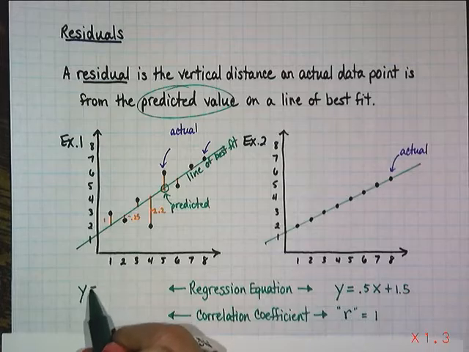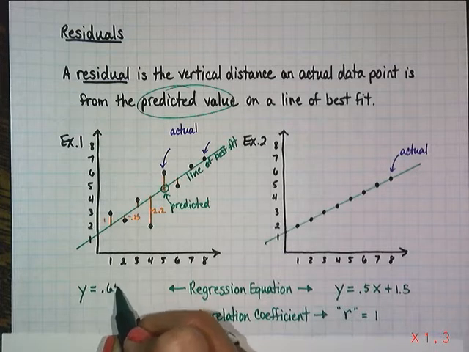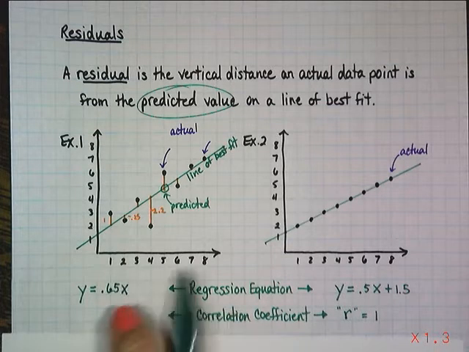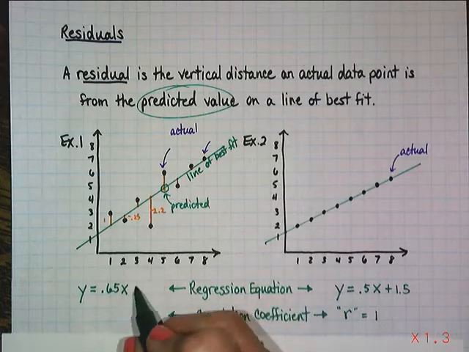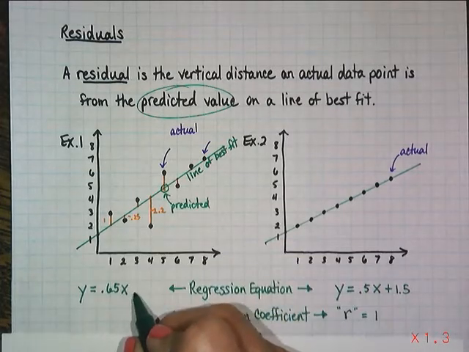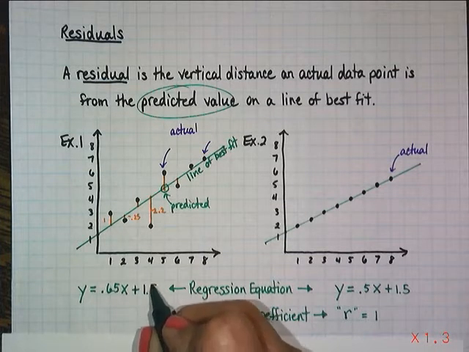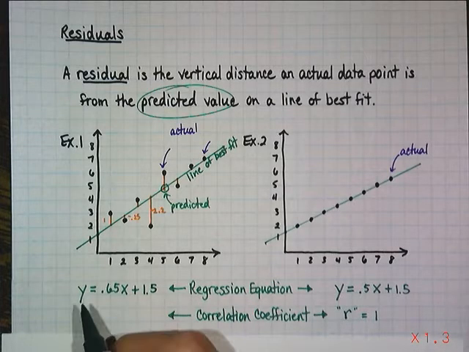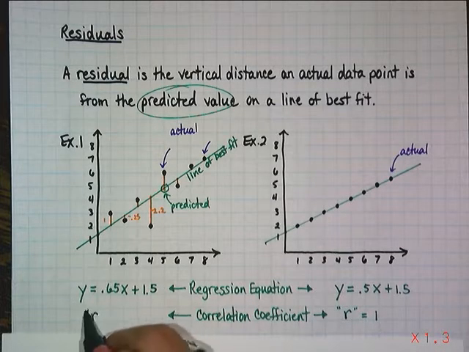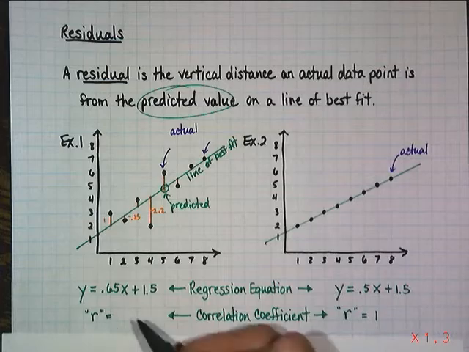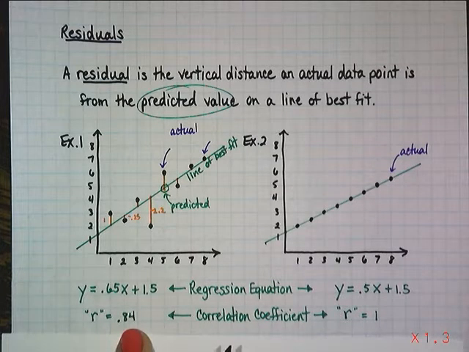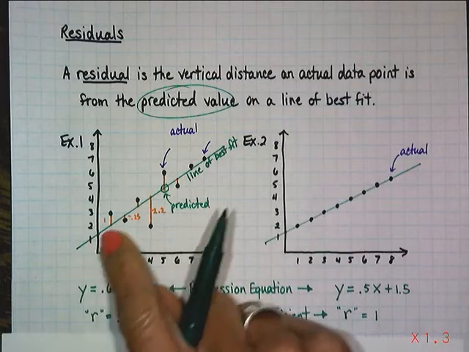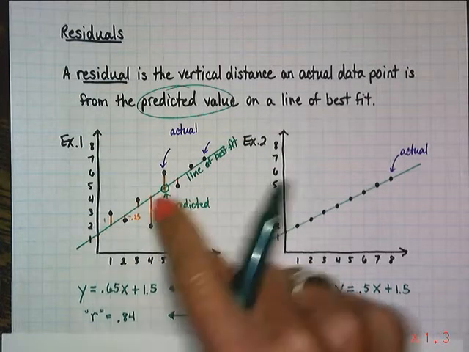It's also linear. Its slope is 0.65. I did this on the calculator a few minutes ago, so its slope is up 0.65 units over 1, and it looks like its y-intercept is approximately 1.5 also. Now, when I did the correlation coefficient calculation on my calculator, it gave me a correlation coefficient value of 0.84. 0.84 is a pretty strong correlation relationship. That means this line of best fit pretty tightly fits this data.